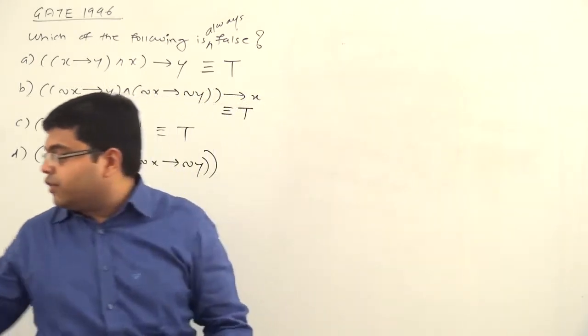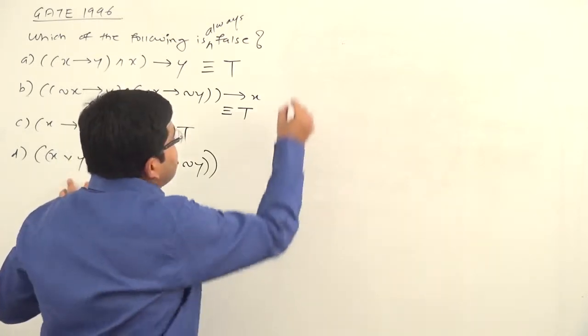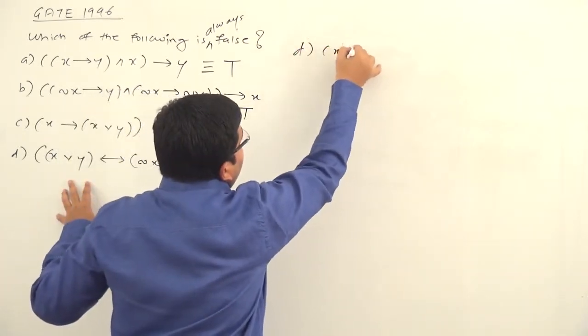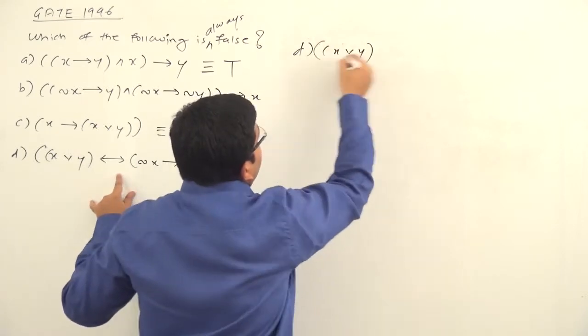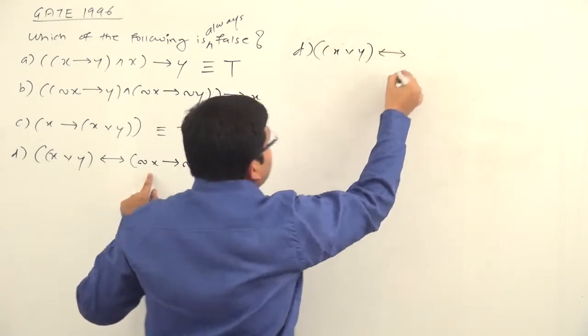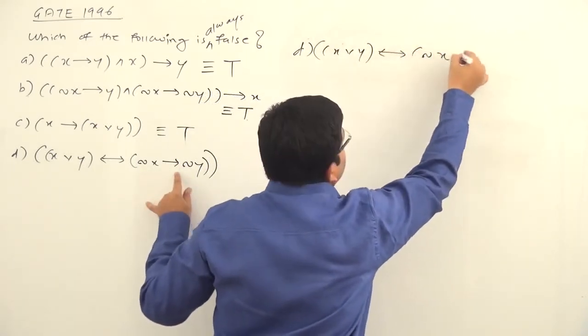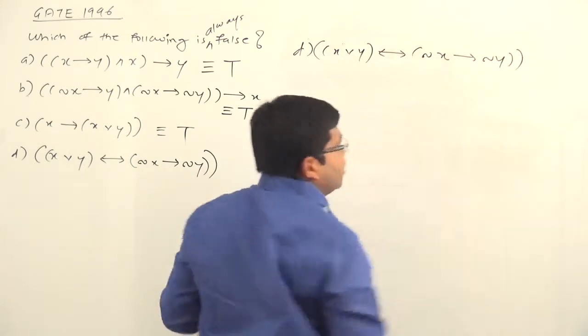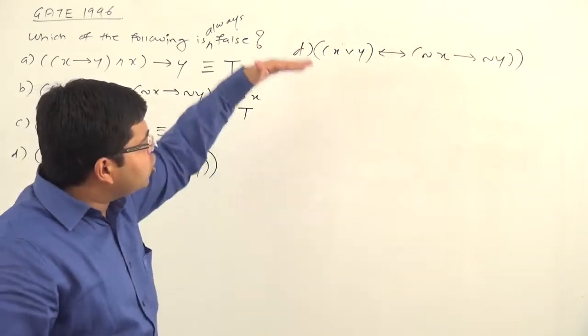And now let us evaluate the last option, which says option D, x or y double implies negation x or negation y. Now let us try to solve this particular formula.